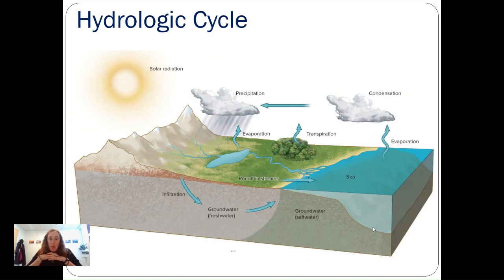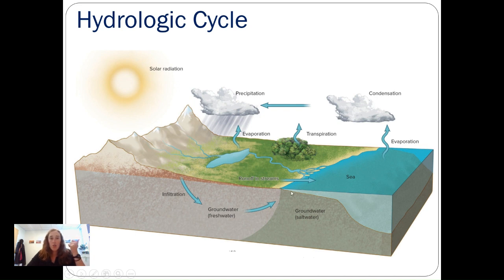So we can't talk about water without talking about the hydrologic cycle. We have ways of moving water around the globe through different mechanisms. So water can be stored in certain locations, like in clouds, lakes, groundwater, the ocean, and in rivers. And then we have ways for water transferring from one location to another. So we could have infiltration. If it rains and water soaks into the ground, we get infiltration.